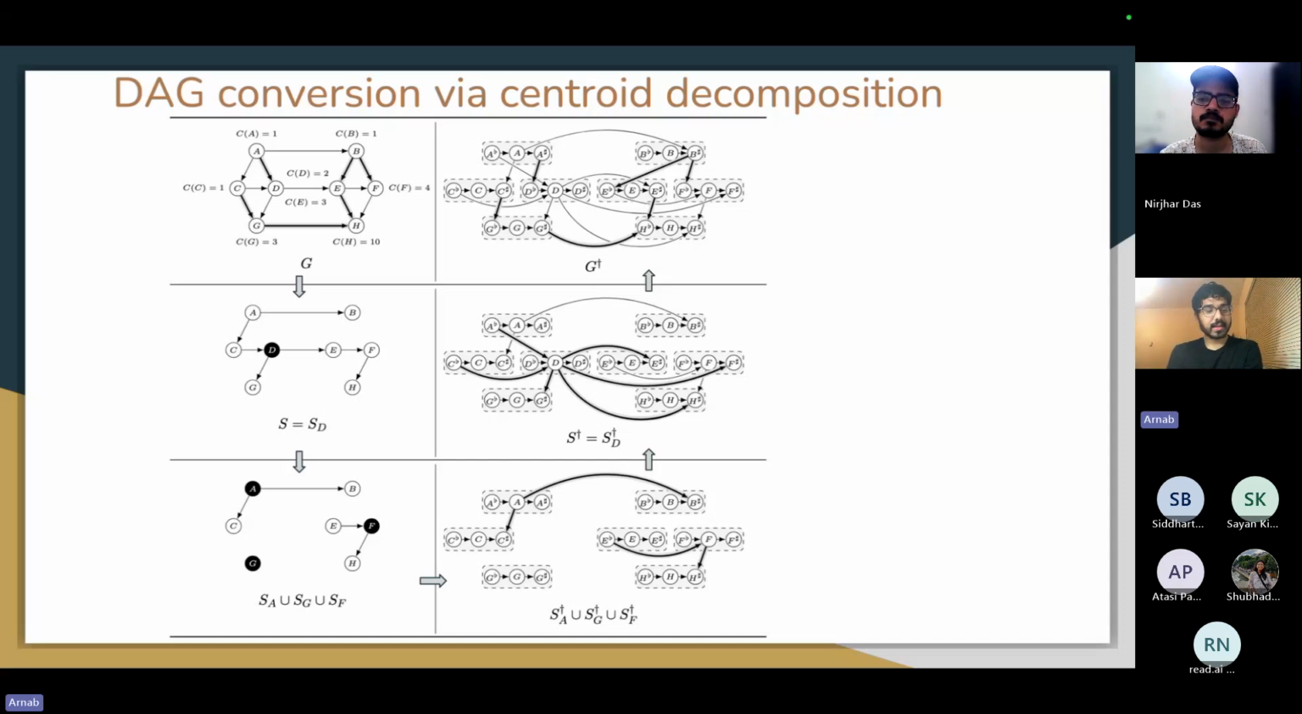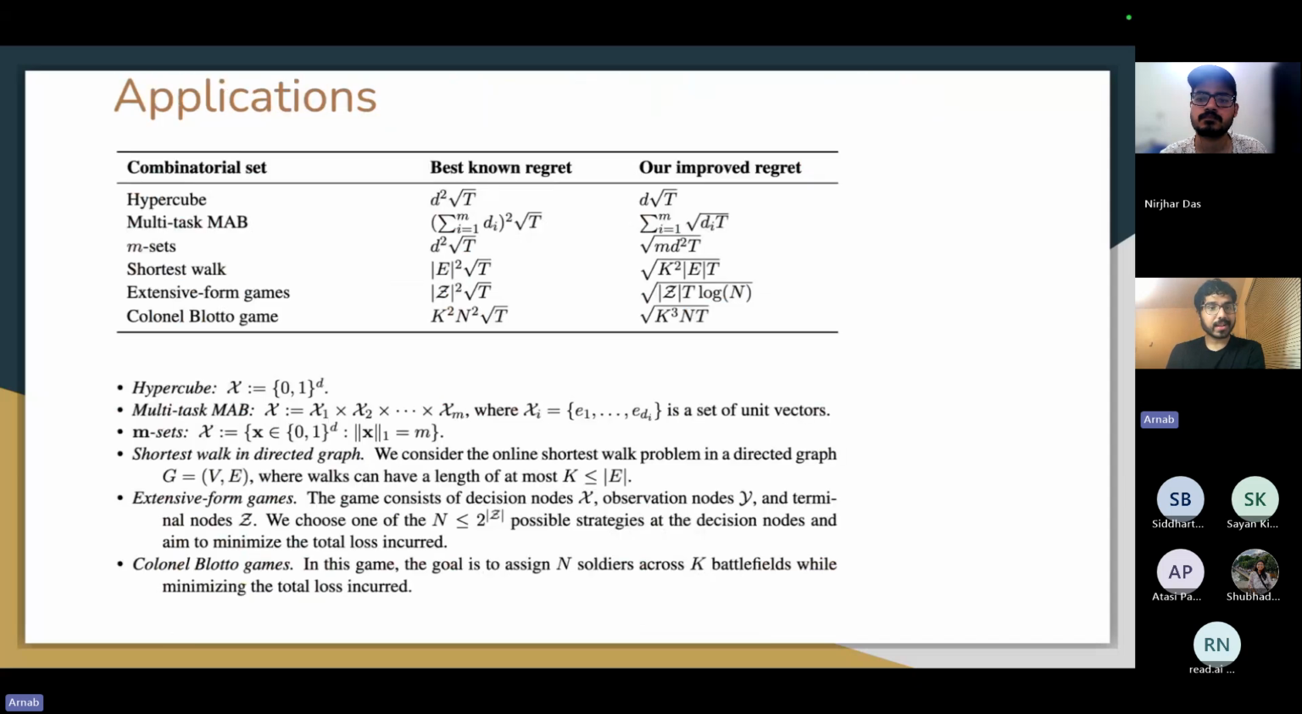So this is the thing, and I'll quickly wrap up the talk. Our techniques can also be applied to other combinatorial sets, mainly because you can take these combinatorial sets and convert them into a directed acyclic graph. If you have a hypercube, you keep two options and just go. Then you have m-sets, where the number of ones in the vector is exactly m, and even this gets captured. And extensive form games also get captured by DAGs.